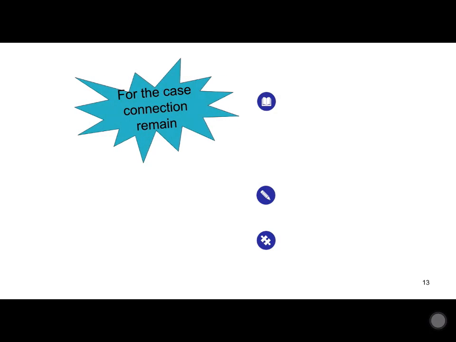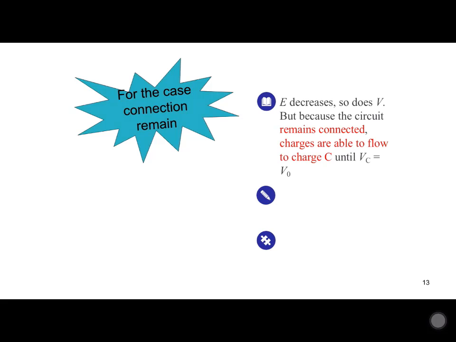And for the second case, we have when the capacitor is always connected to the battery. Electric field decreases, so does voltage, but because the circuit remains connected, charges, the Q, are able to flow to charge the capacitor, until the voltage of the capacitor equals the voltage of the battery.